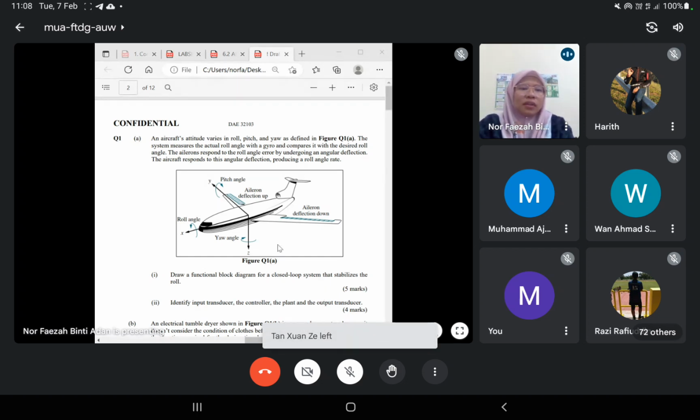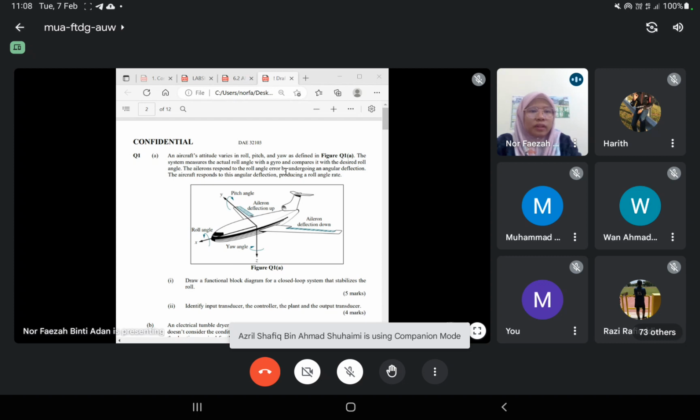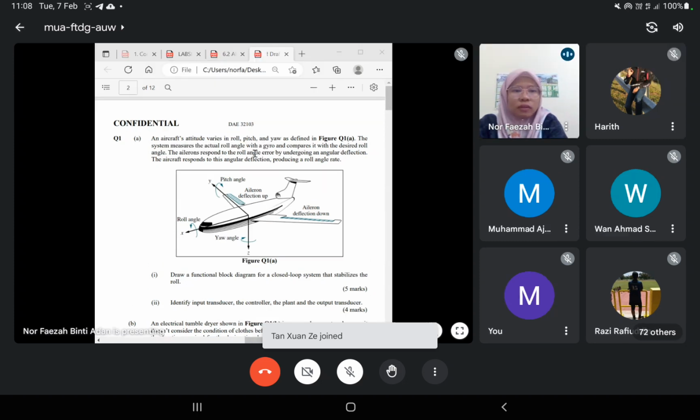Okay, so system given here is an aeroplane. Okay, and you have to take note kat sini contohnya, you have to take note what are the inputs, okay, and then what are the output. Okay, so baca dulu. An aircraft attitude varies in roll, pitch and yaw. Okay, there are 3 movements as shown in the figure.